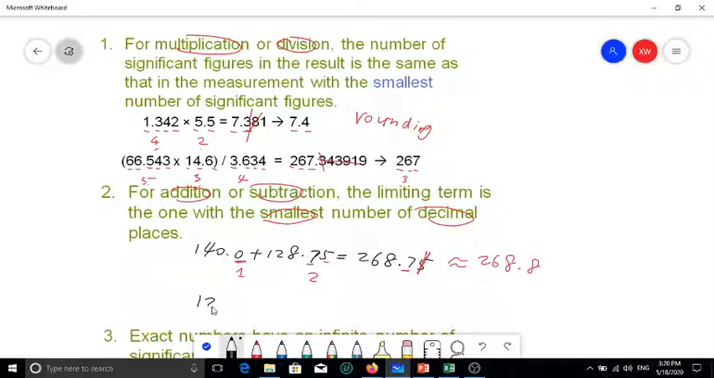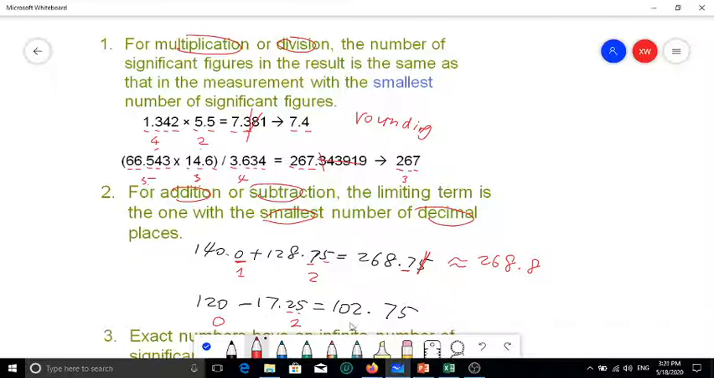Okay. Now when you're doing a subtraction, it's going to be exactly the same way. So for instance, 120, a whole number, minus 17.25 equals, if you put them both into a calculator, 102.75. Okay. Now when you look back at these two numbers, you need to count decimals. 120 is a whole number, so the number of decimal places here is 0. 17.25 has 2 decimals.